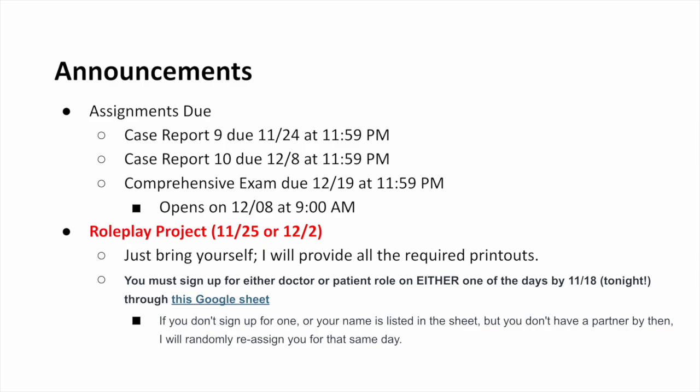The symptom chart for the patient side will be very similar to the diagnosis chart. Most likely it will only contain your vital signs, symptoms, and medical histories, also in medical terms, so you can relay that information with common terms to the doctors, and doctors will try to guess what that disease is. So if you have not done so yet, please sign up to be a doctor or patient on either one of these days by November 18th, which is tonight. And if you don't sign up for one, or your name is listed in this sheet but you don't have a partner by then, I'll randomly reassign you for the same day.